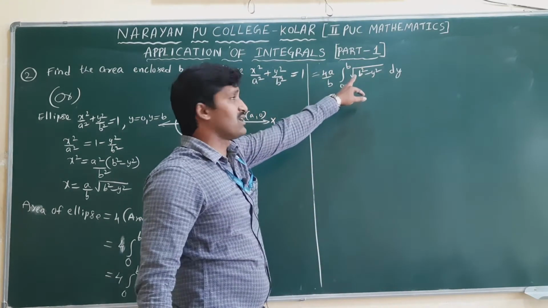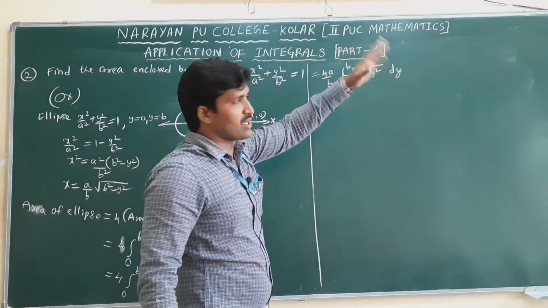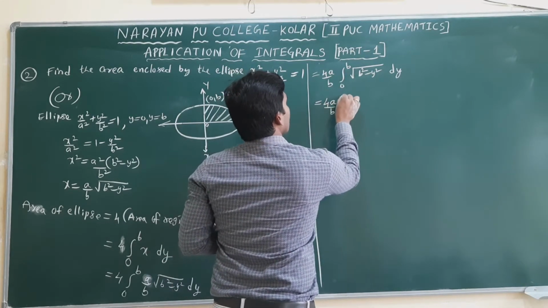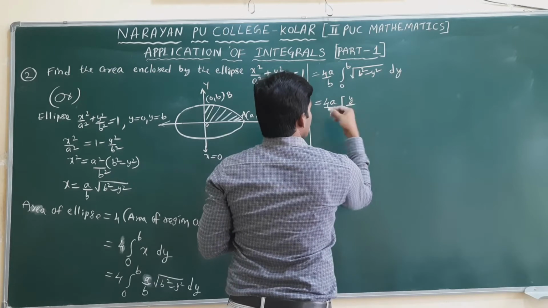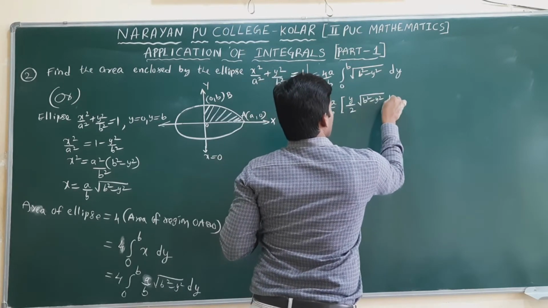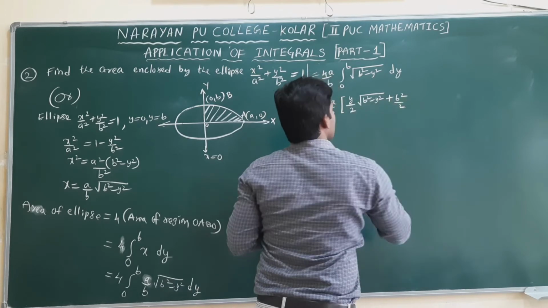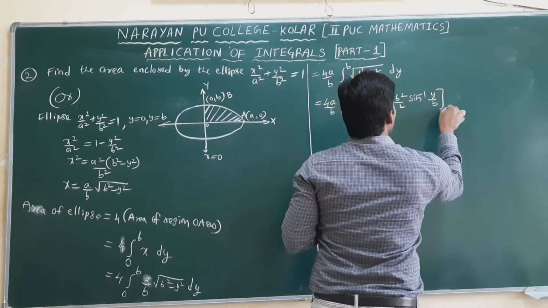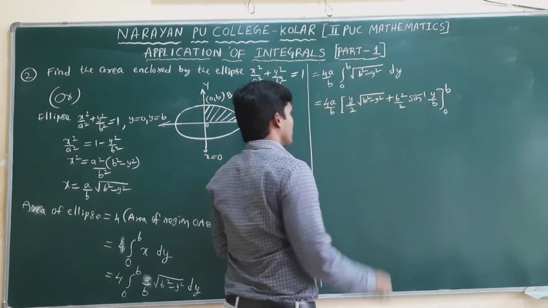Same formula, integral root of a square minus x square, same formula only. In the place of x we get y, in the place of a we get b. So y by 2 into root of b square minus y square plus b square by 2 into sin inverse of y by b. Limits is from 0 to b.